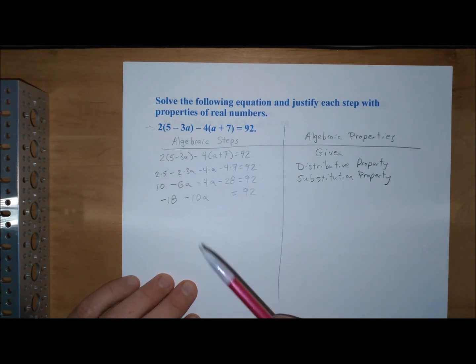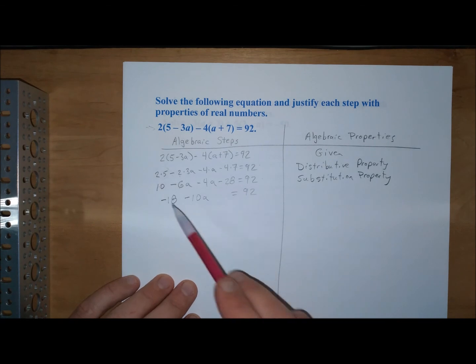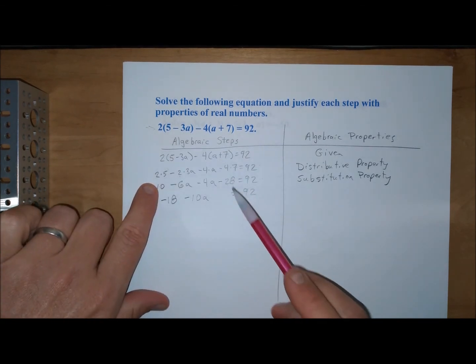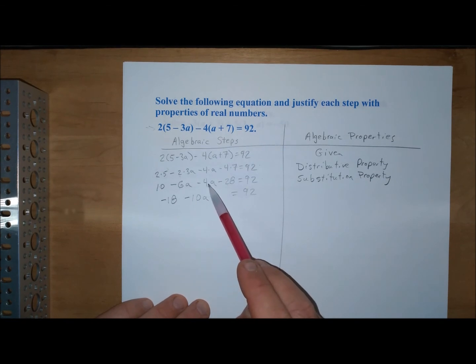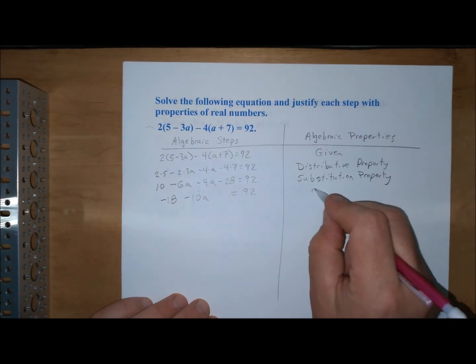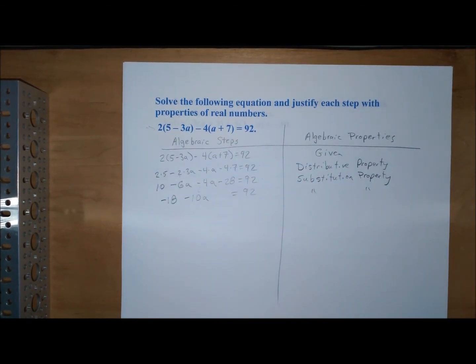What did I do here? 10 minus 28 is negative 18, so I can substitute negative 18 in for that expression where I need to. Same thing with negative 6a minus 4a. Since it equals negative 10a, let's substitute it in. So we're using that substitution property again. Good.